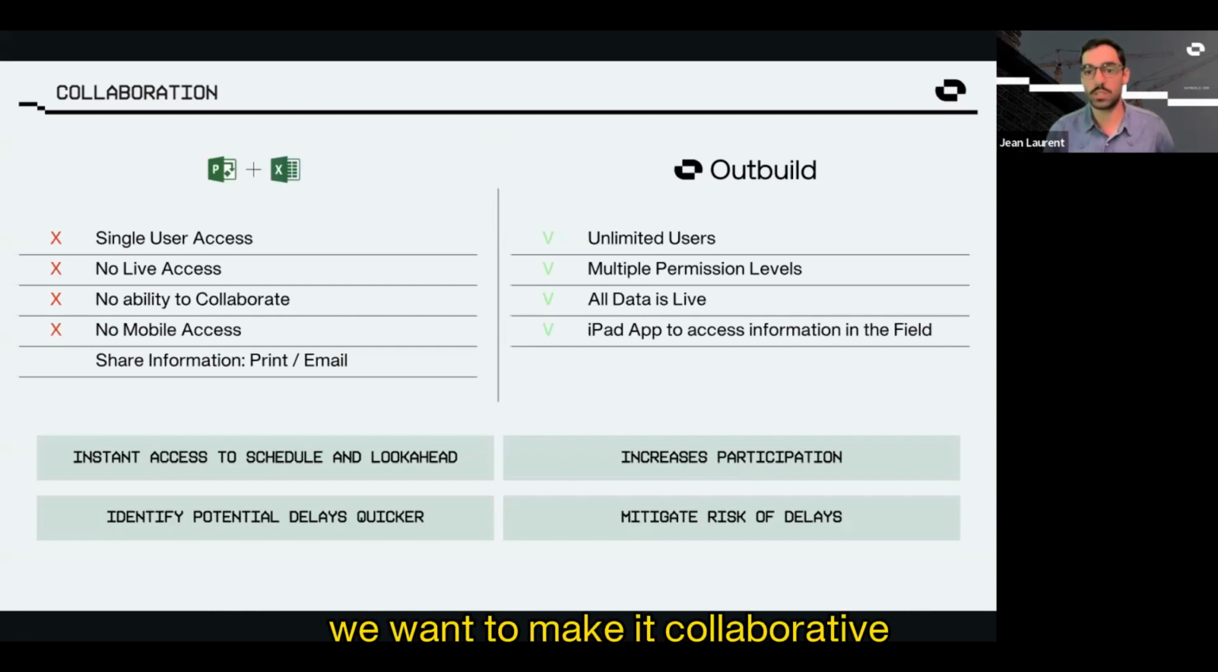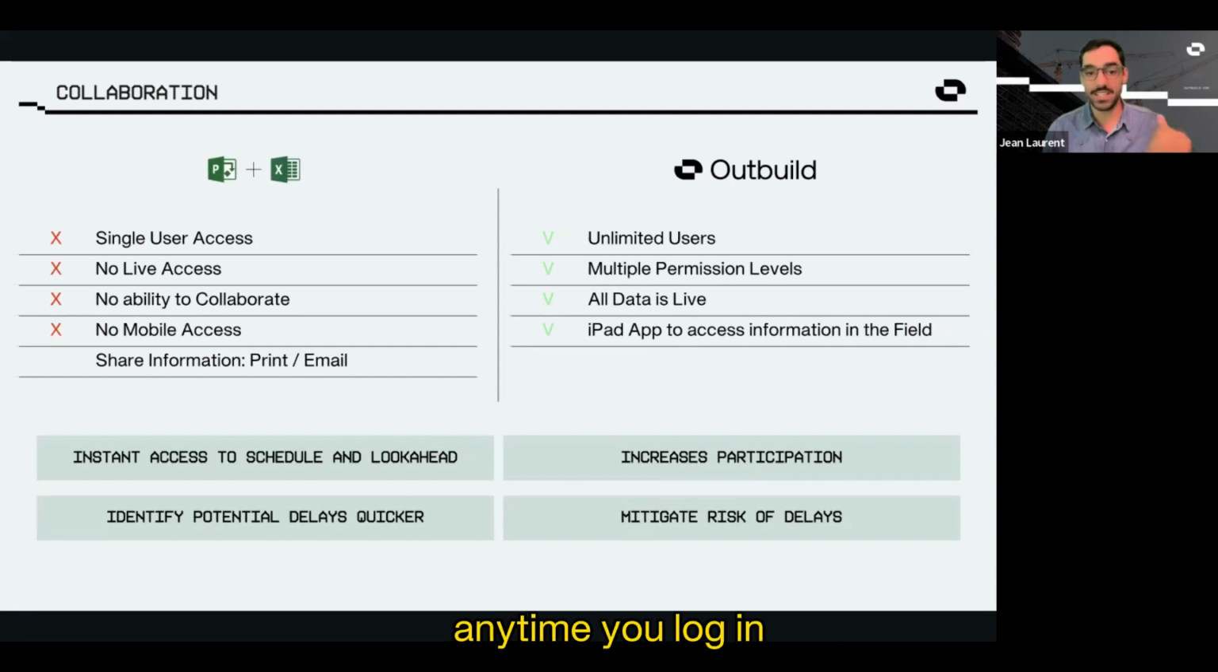With Outbuild, we want to make it collaborative. And what it means is it's unlimited users. When you sign up for your company on Outbuild, you get unlimited users. Don't worry, it doesn't mean that you relinquish control. It's actually quite the opposite. Because at the look-ahead level, what companies can now do is give access to subcontractors or even the design team, if you like, or inspectors, to see their plan and be able to filter by company name, being able to see all the data that they need. So there are multiple permission levels that enable you to do so.